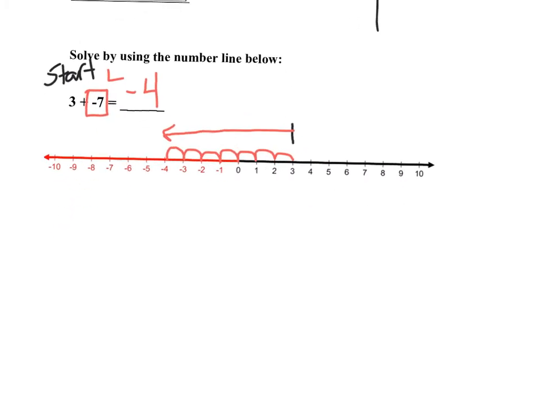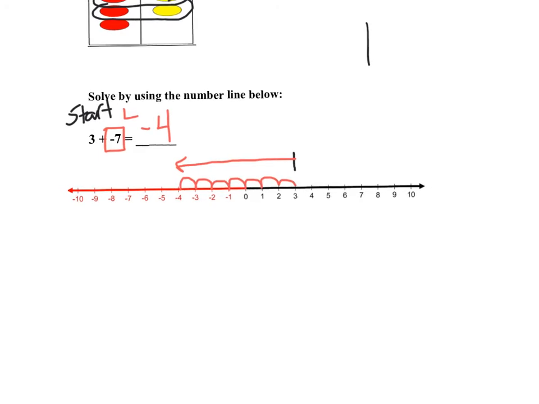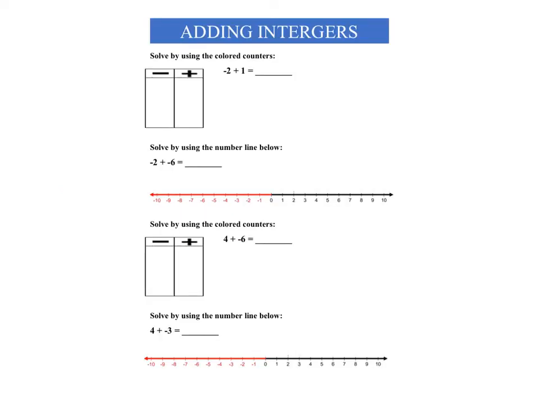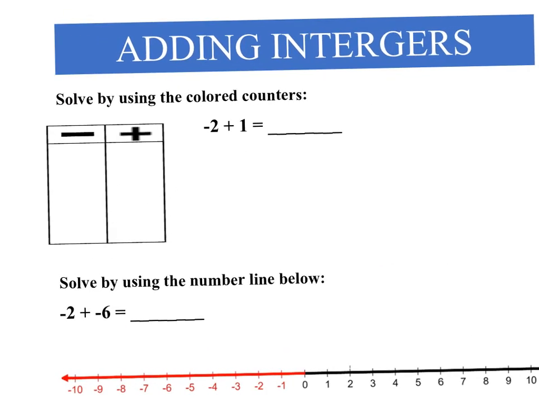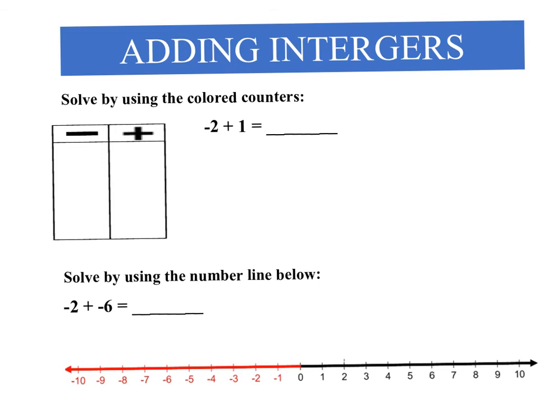All right, we can practice doing that again. This time we're going to use the colored counters, and we're going to keep on practicing using both ways, okay? So, for my counters, I'm going to put in 2 negative counters. So I'm going to put 1 and 2. And then I see I have 1 positive counter. So I'm going to put in 1 positive.